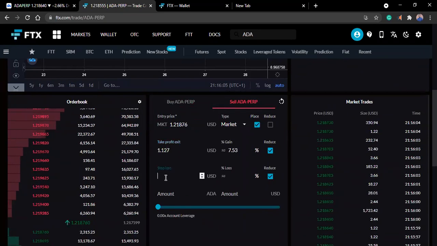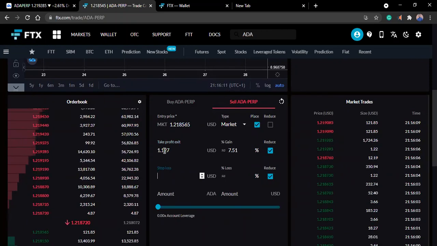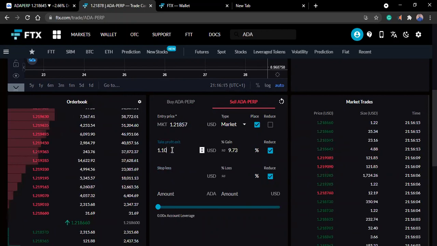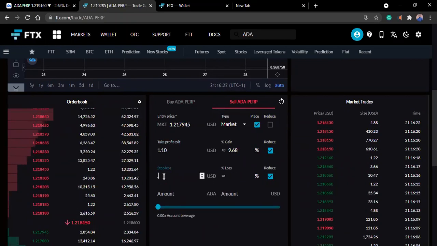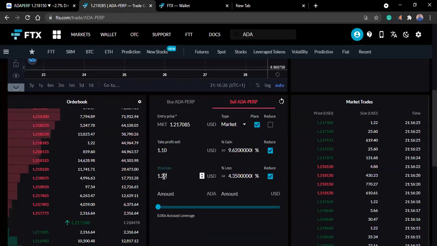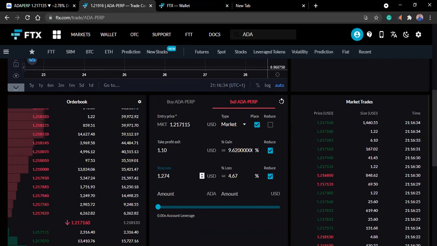Take profit. So yeah, what am I doing? Okay, yeah. Take profit is here, let's do 1.1. Then stop loss 1.274. Okay. So it means if this trade goes against me, I lose about 5%. If in my favor, I win about 9%.